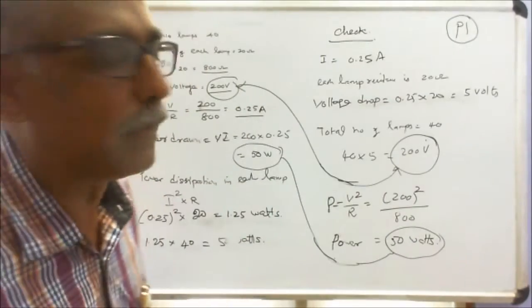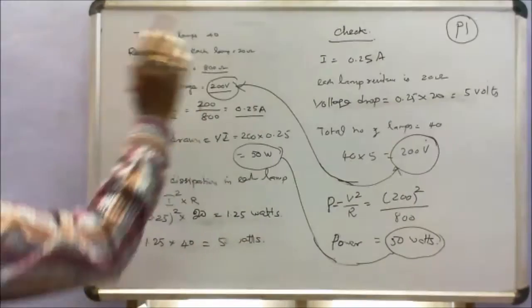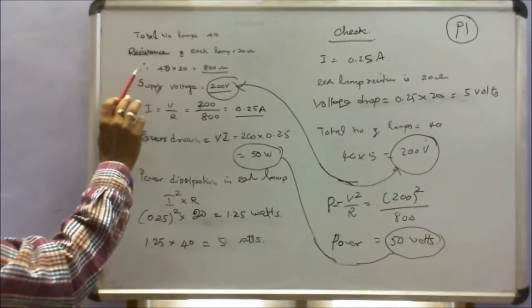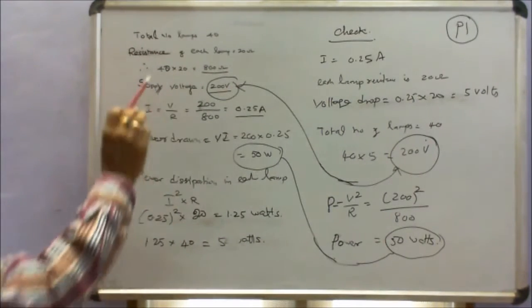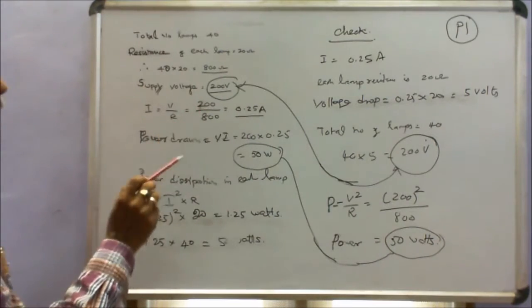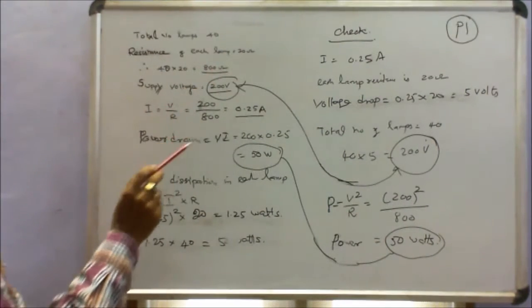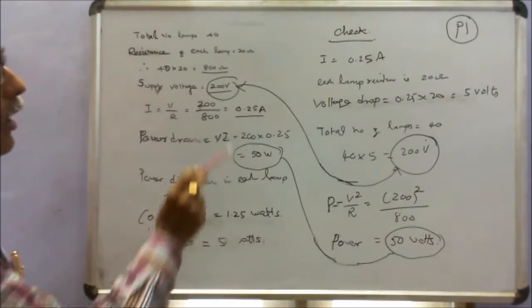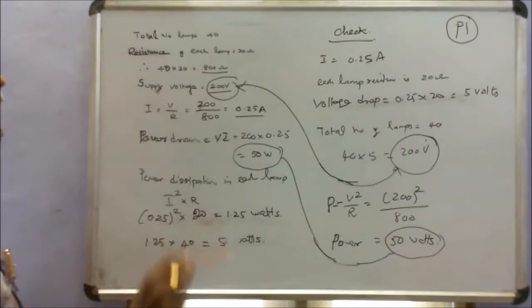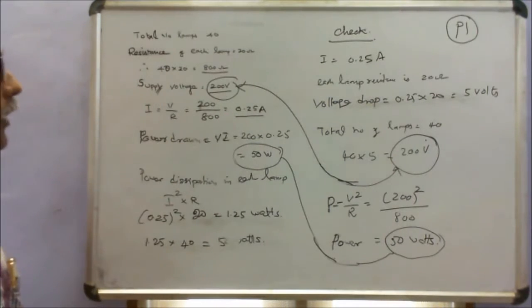Now we will work out the problem. The total number of lamps is 40, the resistance of each lamp is 20, therefore the total resistance is 800 ohms, that is 40 into 20. Supply voltage is given, 200 volts. So I is equal to V by R, Ohm's law. V is 200 and the resistance is 800. We can compute 0.25 as the current. The current taken for the first part, number 1, is 0.25 amps.